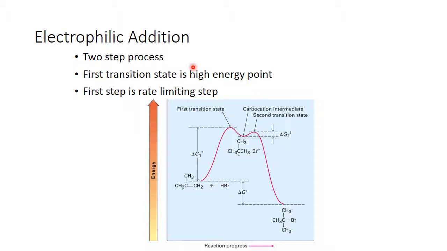This mechanism occurs in two steps. And what we're going to do is take 2-methylpropene and look at how this mechanism occurs and what changes in energy occur. So here is 2-methylpropene and hydrobromic acid. When the hydrobromic acid, or hydrogen bromide, adds to the compound, what happens? It adds to this carbon so that a carbocation forms here.